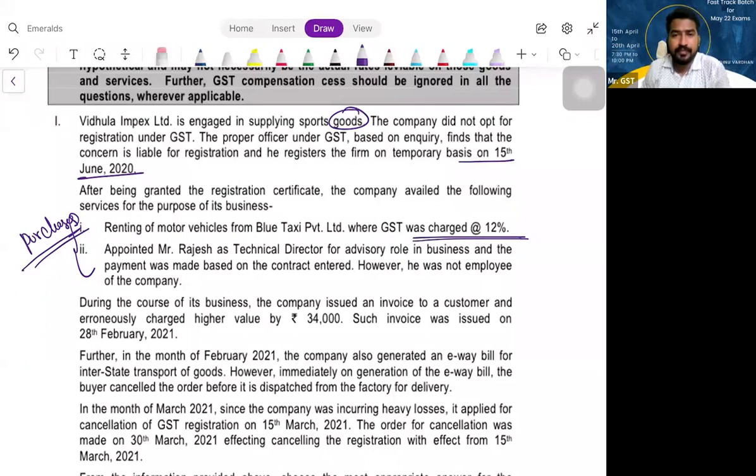Forward charge. Exactly, very good. It is forward charge. Motor vehicle services, renting of taxi. So it is forward charge. Okay, fine. Next.